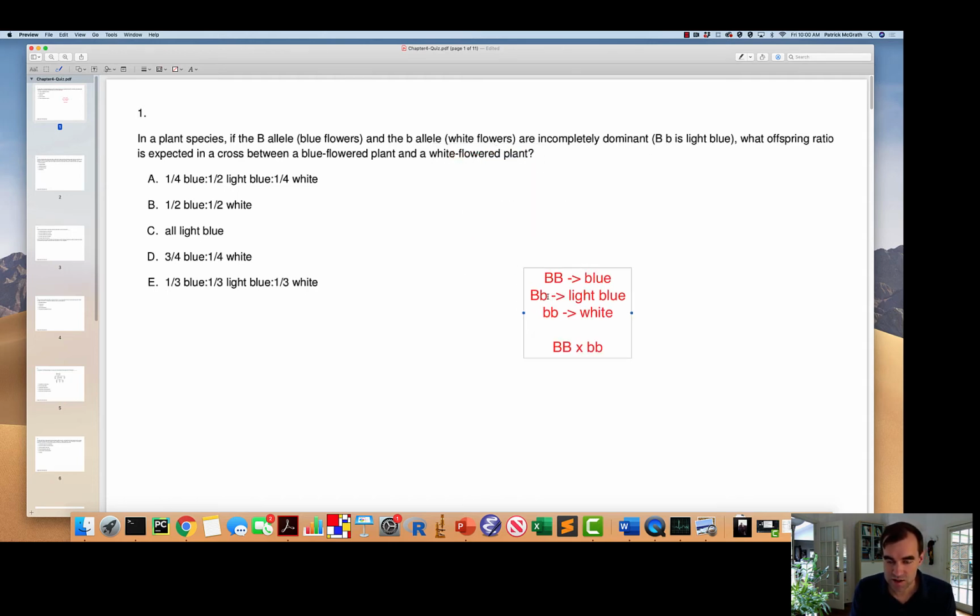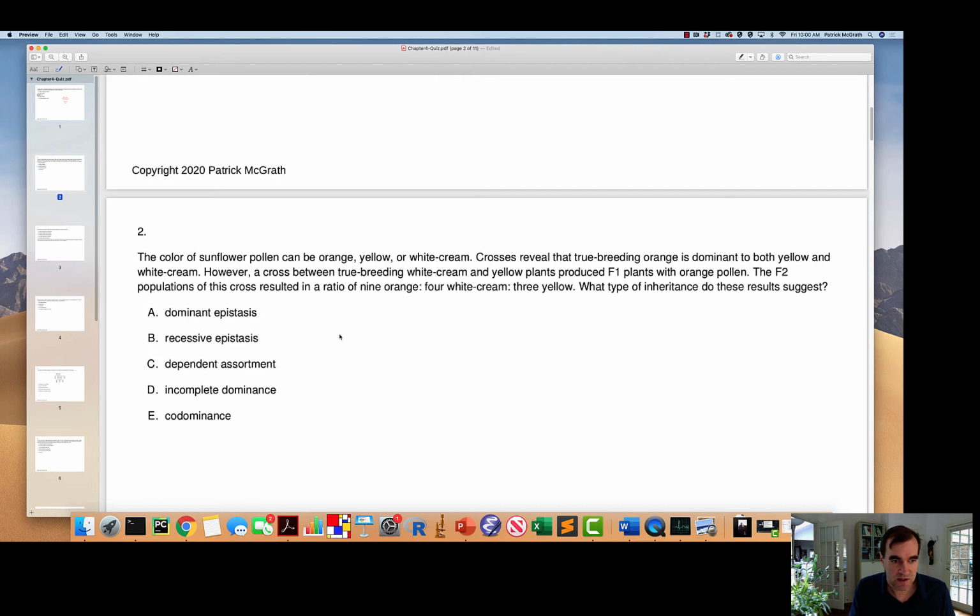So no longer is the heterozygote sharing the same phenotype as one of the parents, but now we see a brand new phenotype. And so what offspring ratio is expected in the cross between a blue flowered plant and a white flowered plant? So this is the cross right here. We know that all of the offspring would be heterozygote. This individual would provide one gamete, this individual would provide one gamete, and so we know with certainty that the genotype is the heterozygote. So the answer to this one is C.